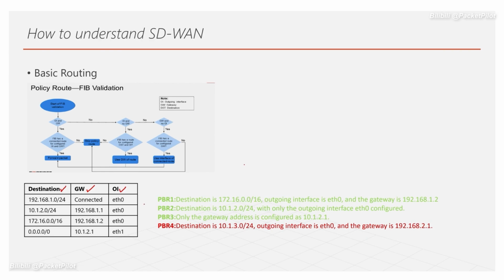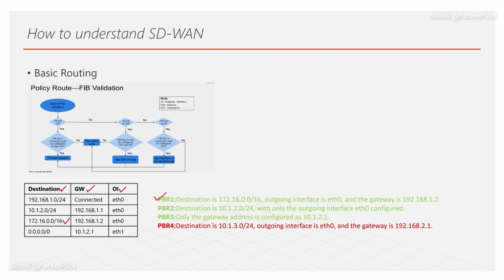Let's first verify these 4 policy routes one by one, starting with the first policy route. The first policy route targets addresses in the 172.16.0.0/16 range, which corresponds to the third entry in the left forwarding table. Next, we verify its output interface is ETH0, and its gateway address is also 192.168.1.2, which matches the entry on the left. So we can confirm that the first policy route is a feasible one.